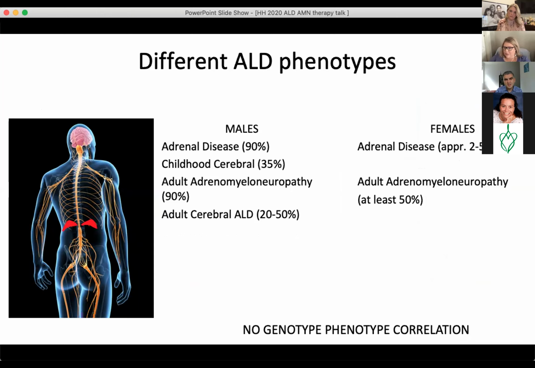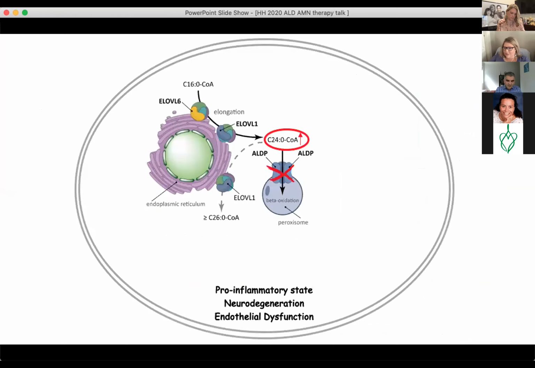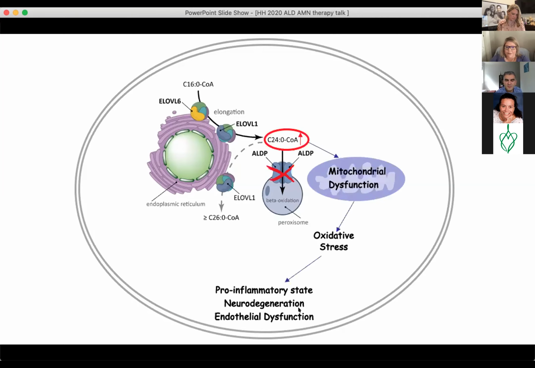So when we think about it, before we think about therapies, we have to think what's going on in this disease. And what we do know is that in the cells in this disease, they are at what we call a pro-inflammatory state. They are more guarded, they're more inflammatory than regular cells. We also know there's neurodegeneration, and we also know that there is endothelial dysfunction. That's been a more recent discovery by Dr. Eichler's group. And the question is, how do we get from this mutation, this very long-chain fatty acid increase to these states? And so the current working theories are that one pathway is what we call dysfunction of the mitochondria.